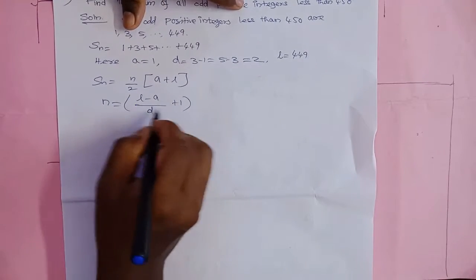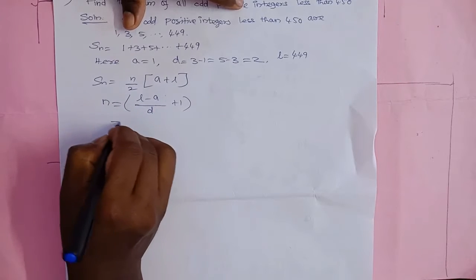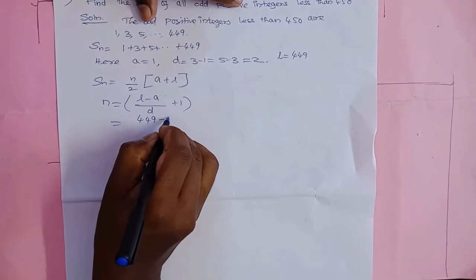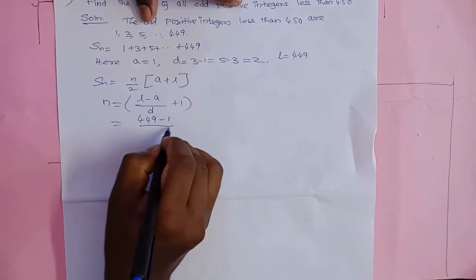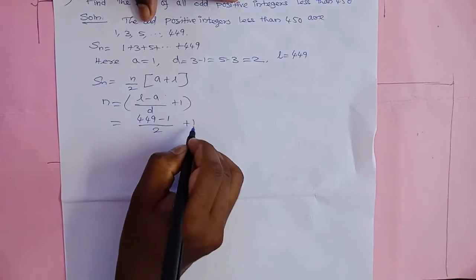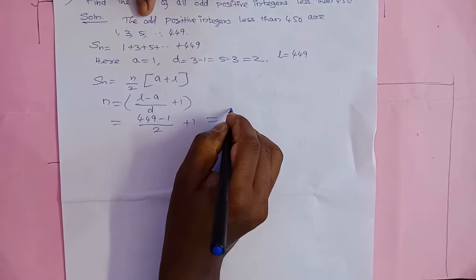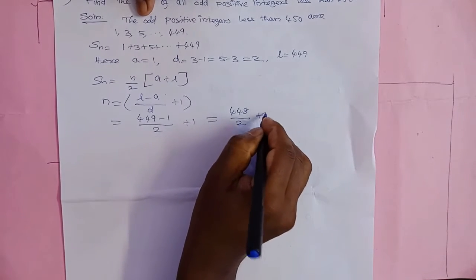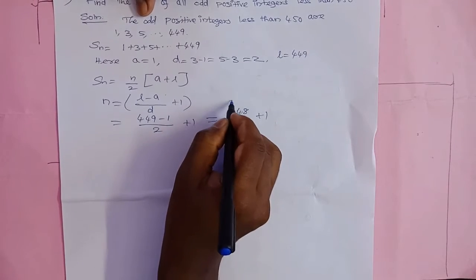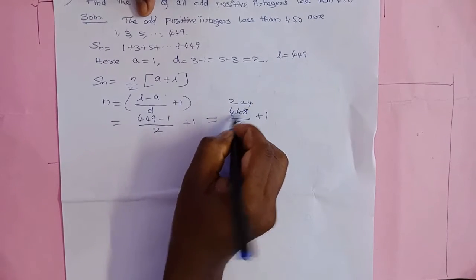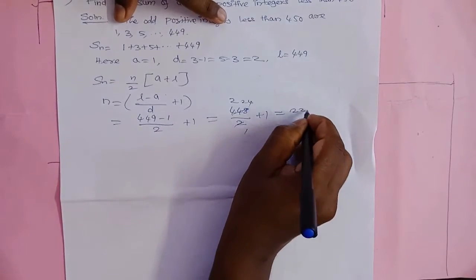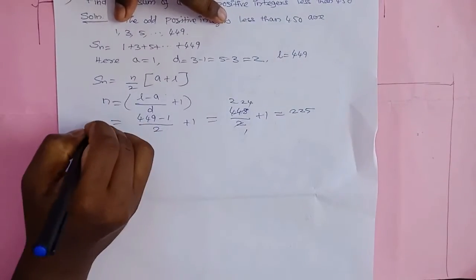So let us solve by this formula. n is equal to L, which is 449, minus A, which is 1, divided by D, which is 2, plus 1. That is equal to 448 by 2 plus 1. Dividing by 2, we get 224 plus 1. So the answer is 225. This is n.